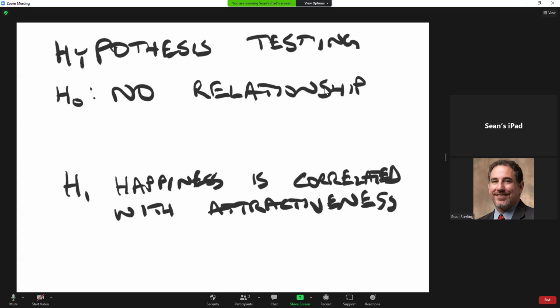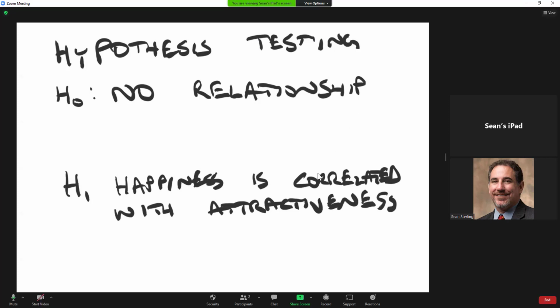And what does that mean? If you fail to reject the null, that means that as far as you're concerned in this study that you've done, there is no relationship between friendliness and political party, because you failed to reject this null that says there's no relationship.